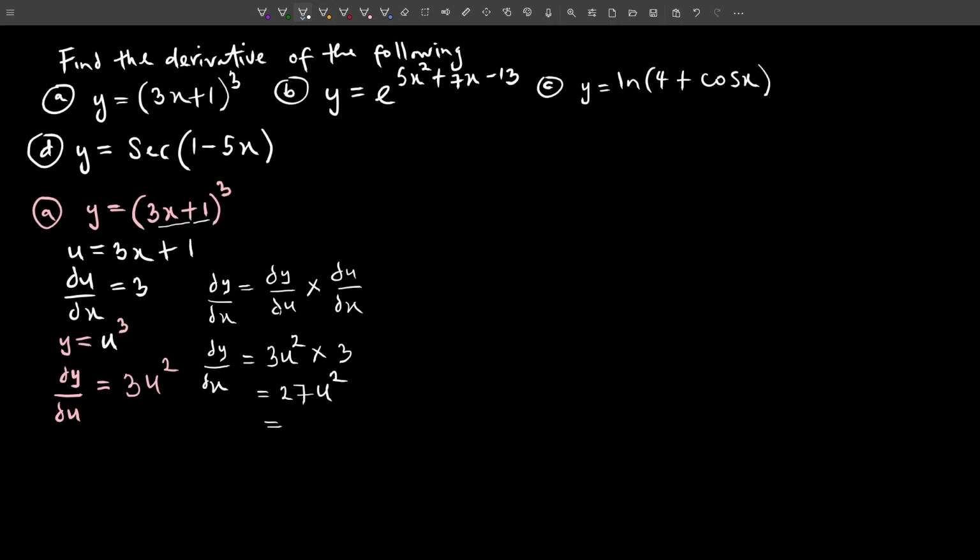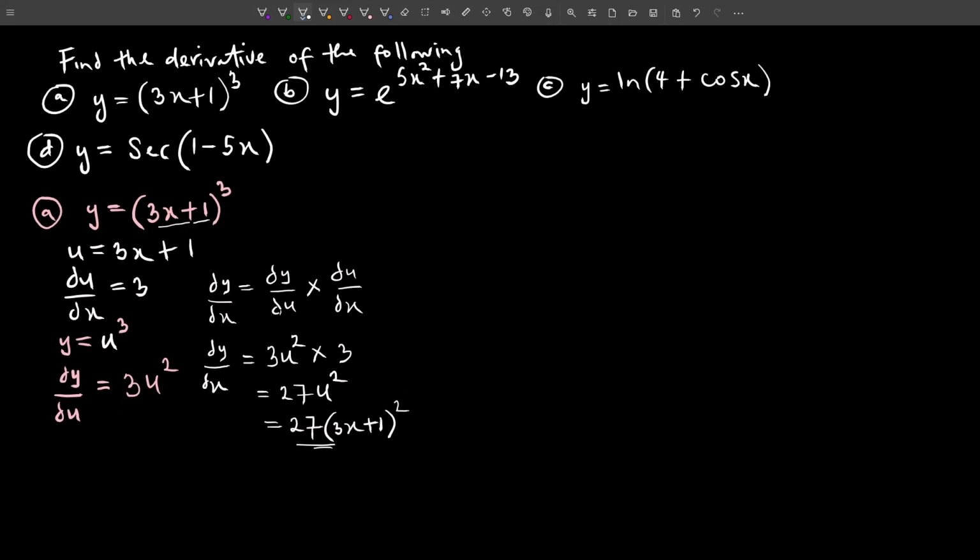And what is our u? Our u was given as 3x plus 1. So our final answer will be 9 into brackets 3x plus 1, all raised to the power 2.